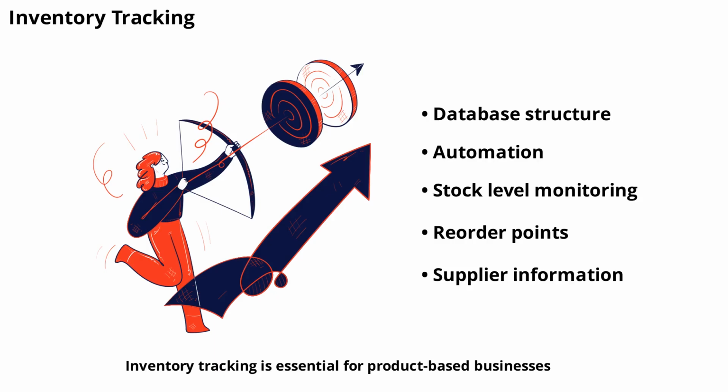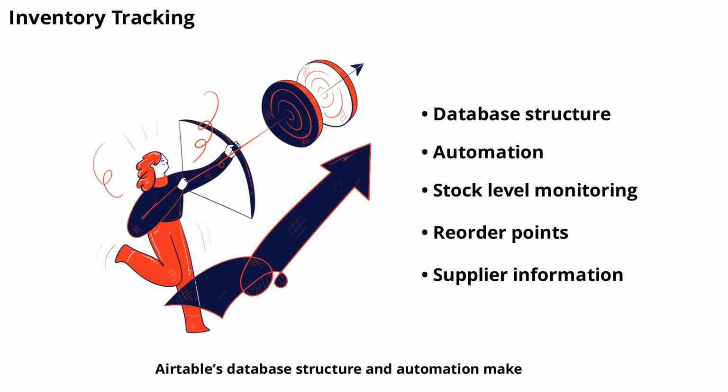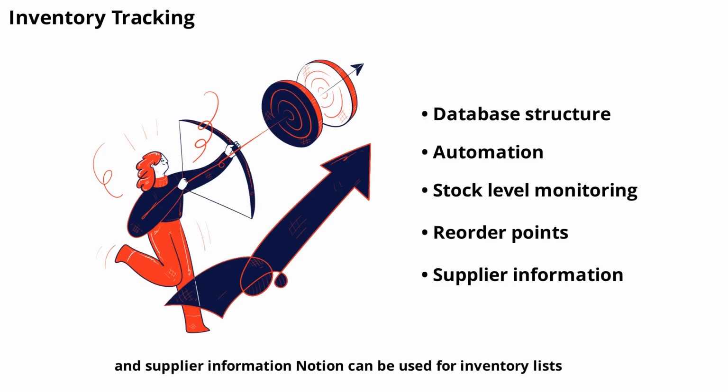Inventory tracking is essential for product-based businesses. Airtable's database structure and automation make it easy to monitor stock levels, reorder points, and supplier information. Notion can be used for inventory lists, but lacks advanced tracking features. For small businesses, efficient inventory management prevents stockouts and optimizes supply chains. We'll review how each platform supports inventory tracking.